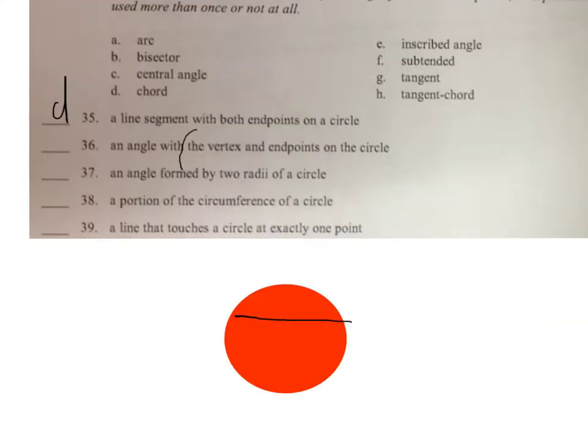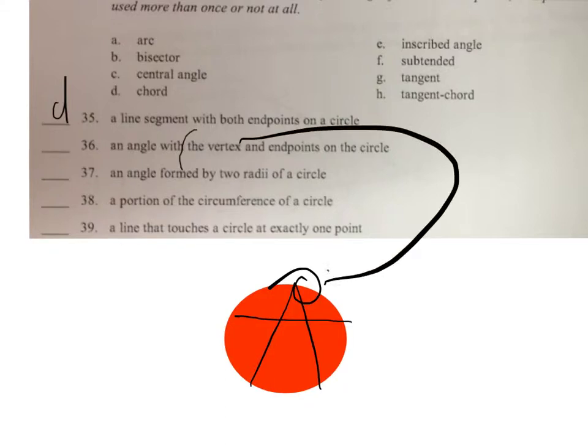And for this one here, when it says an angle with the vertex, basically this would be the vertex of the angle right here. So when it says vertex, you're talking right there. All right? And endpoints on the circle, that would be E. That would be an inscribed angle. So again, if this was the center of the circle, and these are the two radii coming out, that would form the central angle. So that's C.